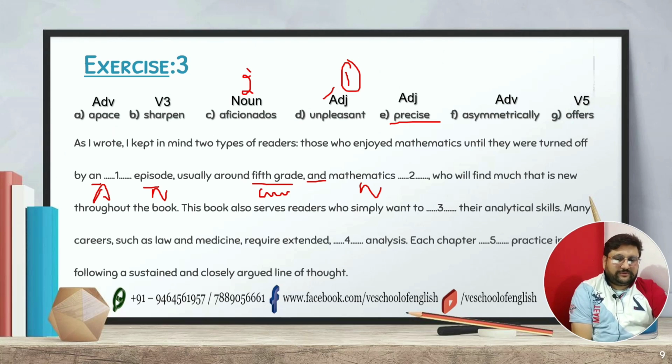This book also serves readers who simply want to dash. Now, as I mentioned previously, whenever we have two verbs with or without a preposition, the second verb would be V3. So the first one is want. Want is a V1. So that means we have to look for V3. So how many V3s do we have in the options? Only one, which is sharpen. So that is our answer for this blank.